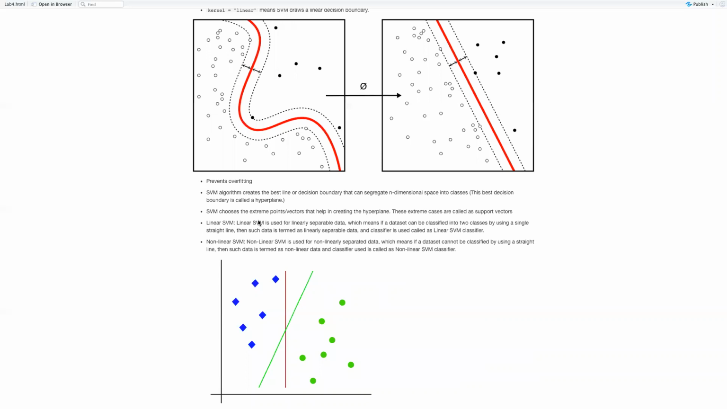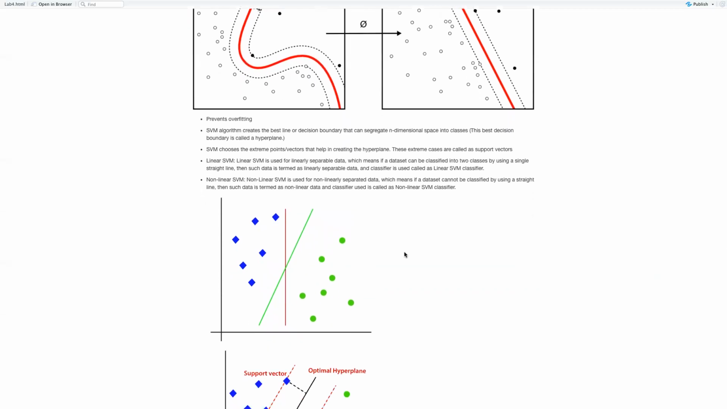And there are two types of SVM. The linear SVM is used for linearly separable data, which means if a data set can be classified into two classes by using a single straight line, then such data is called linearly separable data, and we'll use a linear SVM. And if the data is not able to be separated using a straight line, then we call it nonlinear separable data, and the classifier is going to be called a nonlinear SVM classifier.